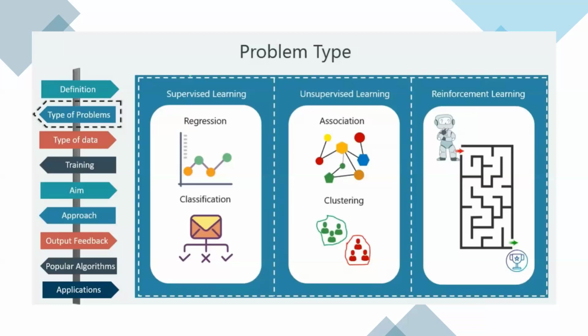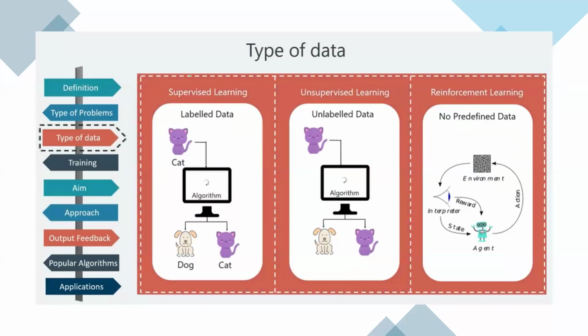So if he is not getting any punishment, he'll keep on moving in that particular direction, and that will be stored in the matrices. And you'll also see different algorithms for every one of these things. But these are the types of problems that these different types of machine algorithms will try to solve. And the type of data, you already have known this.